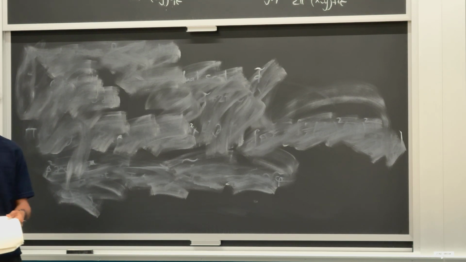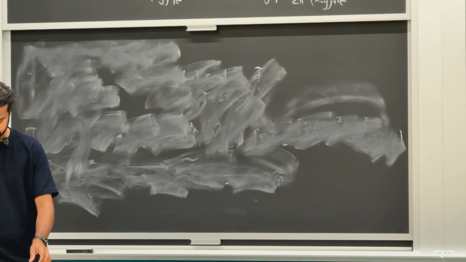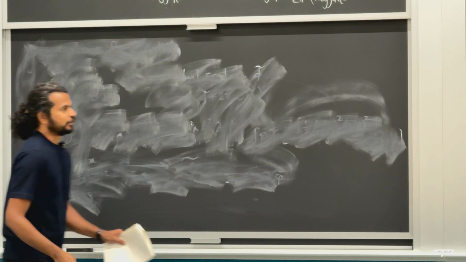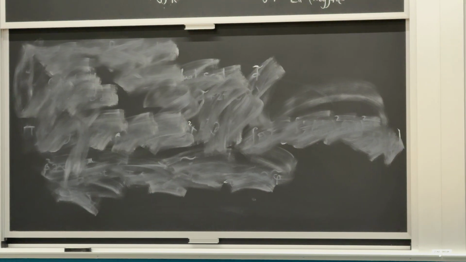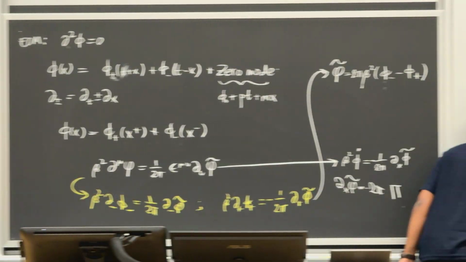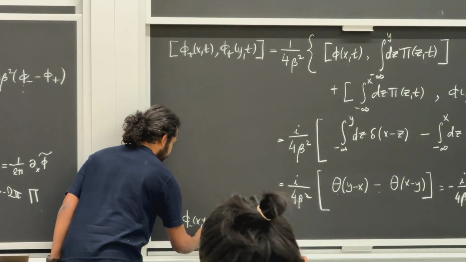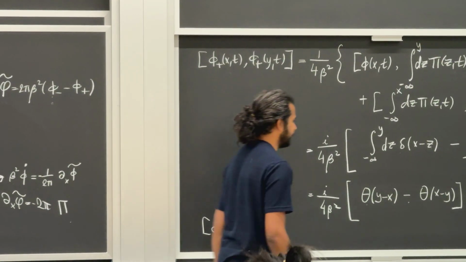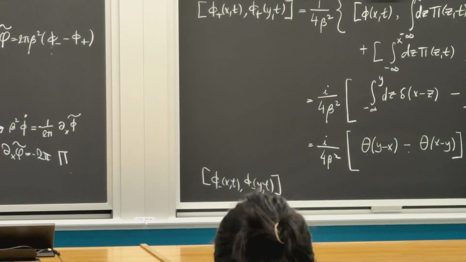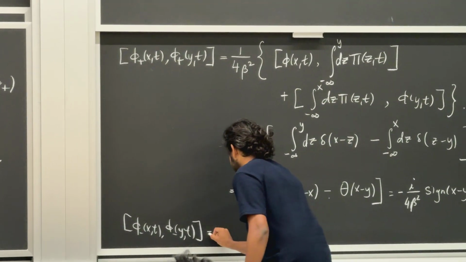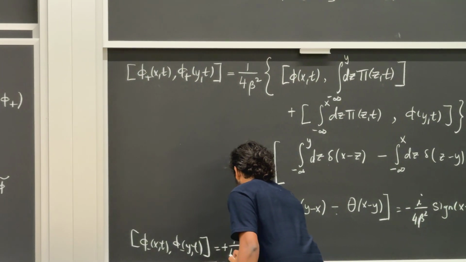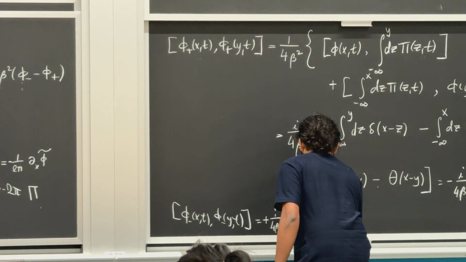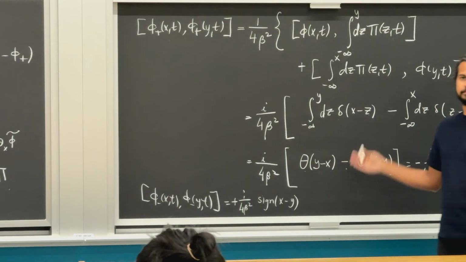Any questions so far? So you can imagine that I can evaluate something similar, like phi minus xt, phi minus yt, and the answer is going to be almost exactly the same, just up to a sign. So it's going to be plus I by 4 beta square sign of x minus y. Exercise.